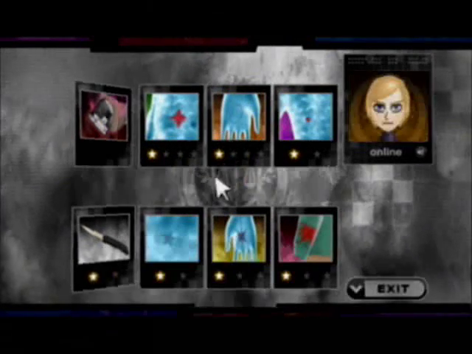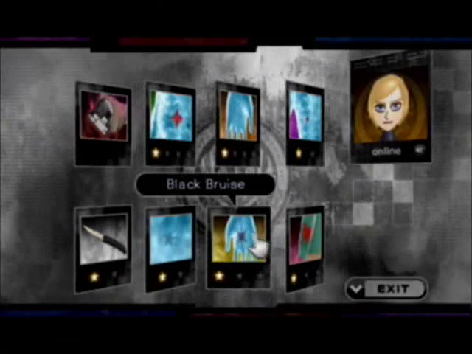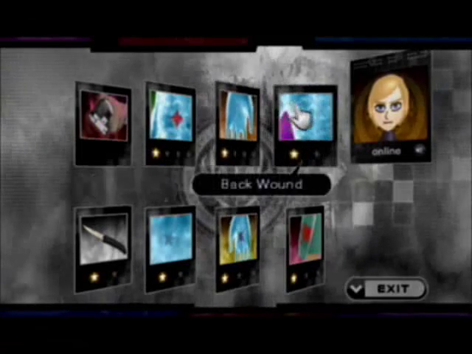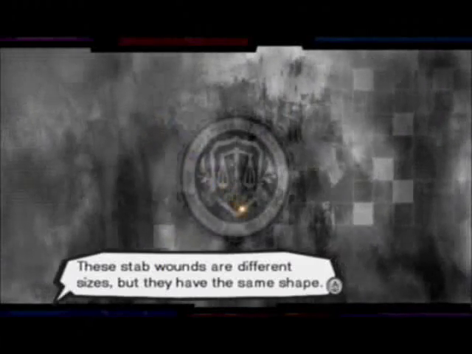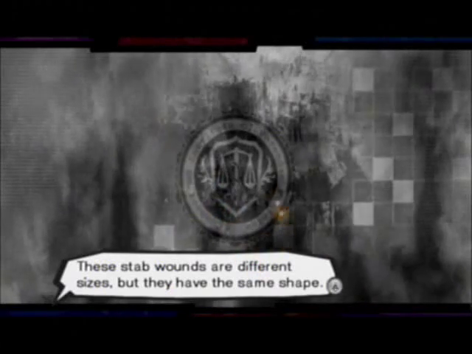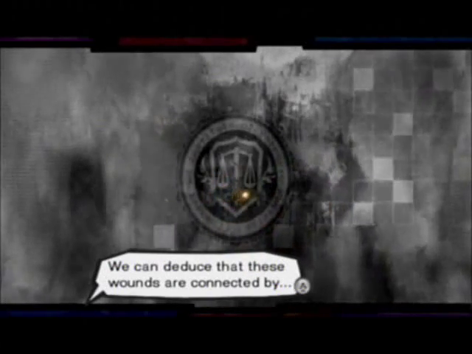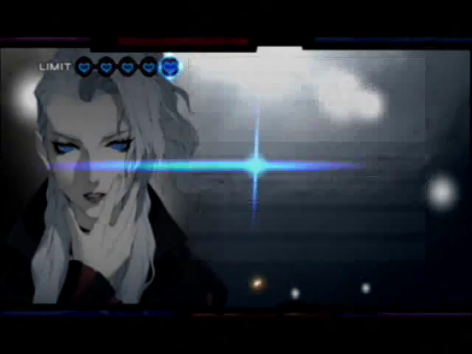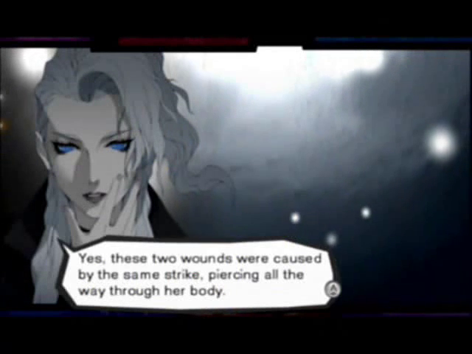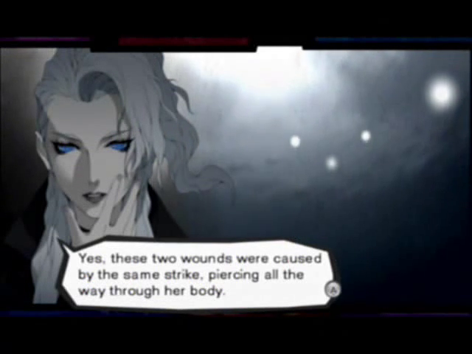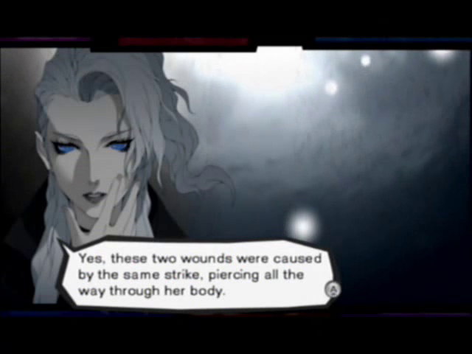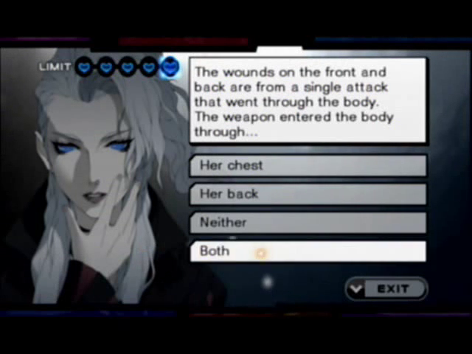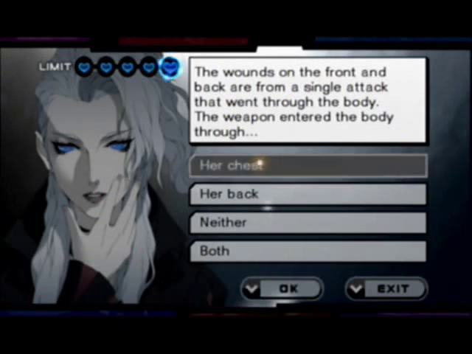Can we combine some of these evidence cards? These stab wounds are different sizes, but they have the same shape. We can deduce that these wounds are connected by... The weapon penetrated the body. Yes. These two wounds were caused by the same strike, piercing all the way through her body. If that's the case, the entry wound was... The entry wound was her chest.